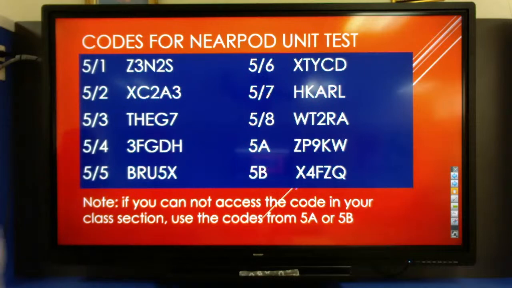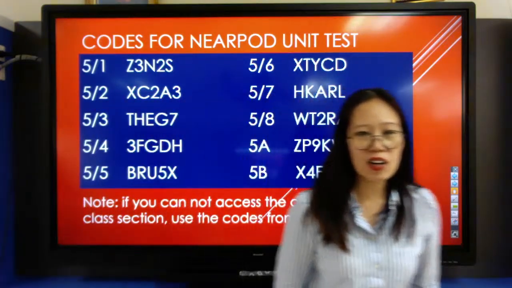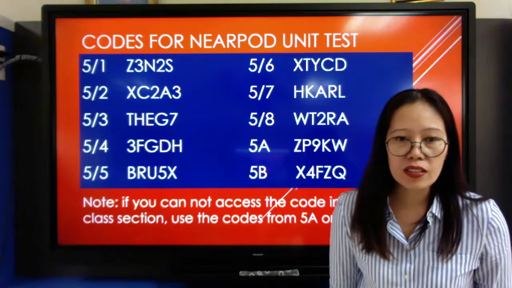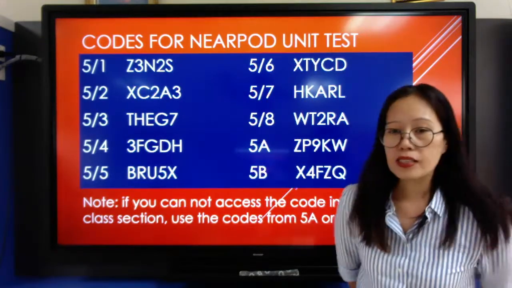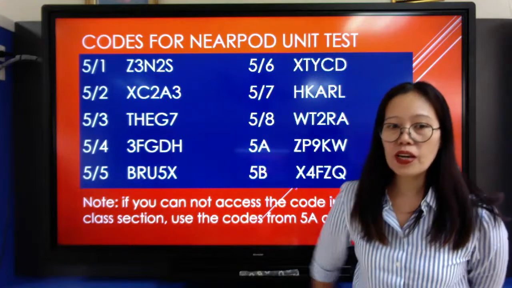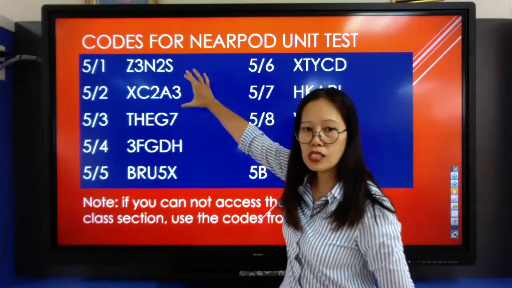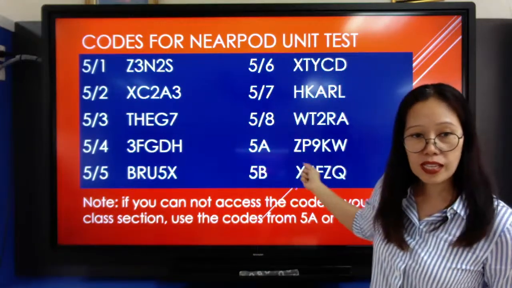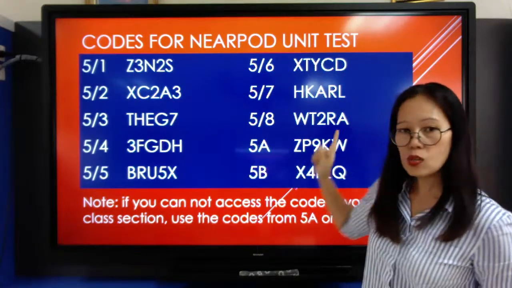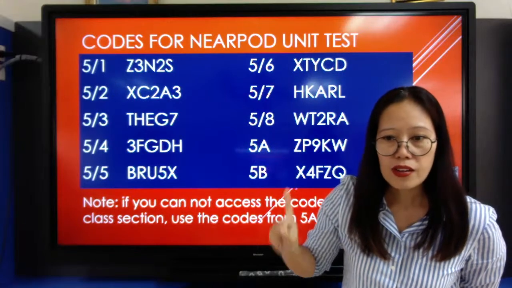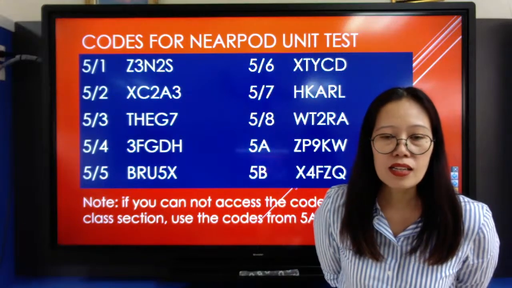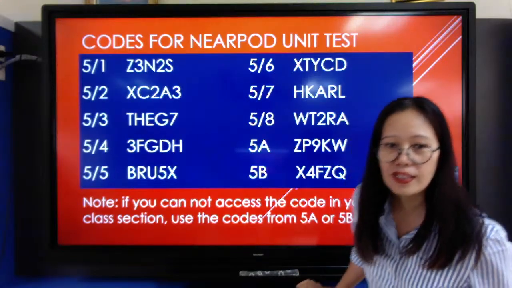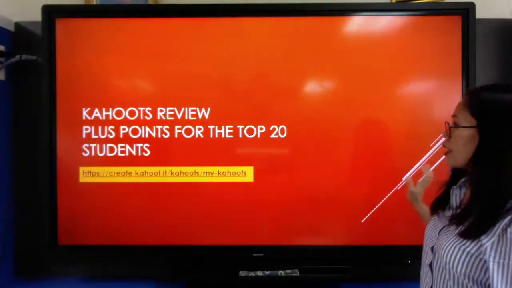Okay, so please take note of these codes. Do you have any problem signing in or getting the codes? Again, if you cannot use your codes in your classes, you can use the 5A and 5B codes. Okay, these are the extra codes because one code can only accumulate 40 students. All right? Okay, do you have any question?